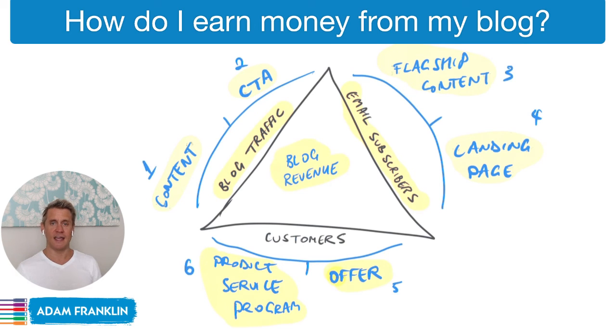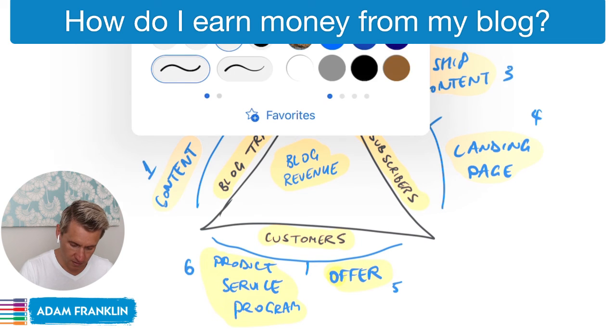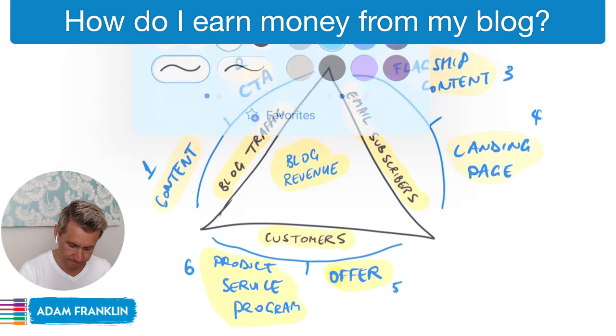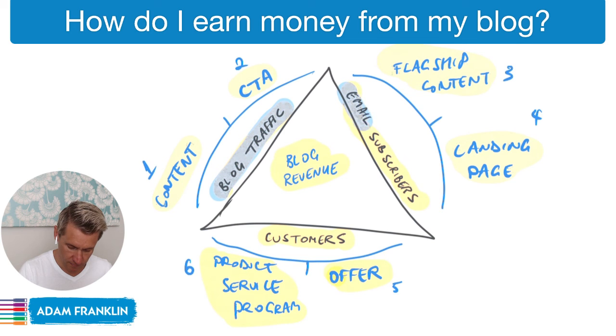Okay, so there you have it. That's how you can earn money from a blog. You want 3 things: blog traffic, convert that to email subscribers, then convert them to customers. Most people are focused solely on step 1 and wonder why their blog doesn't have any commercial viability. What you really need is step 2, 3, 4, 5, and 6.